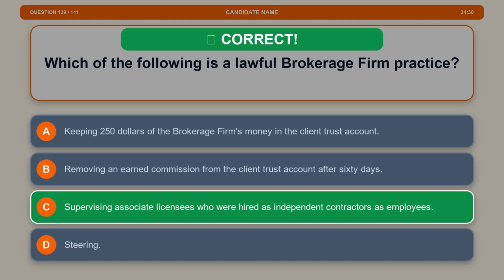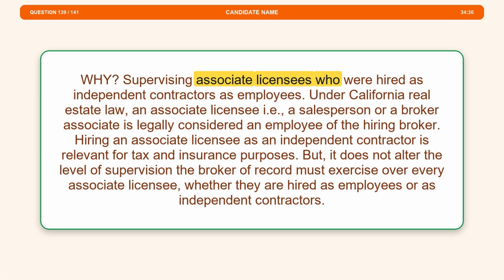The correct answer is option C. Supervising associate licensees who were hired as independent contractors as employees. Under California real estate law, an associate licensee, a salesperson, or a broker associate is legally considered an employee of the hiring broker. Hiring an associate licensee as an independent contractor is relevant for tax and insurance purposes, but it does not alter the level of supervision the broker of record must exercise over every associate licensee, whether they are hired as employees or as independent contractors.